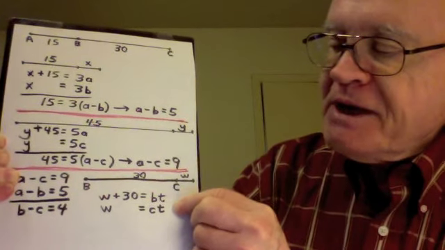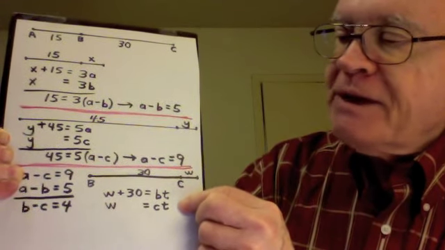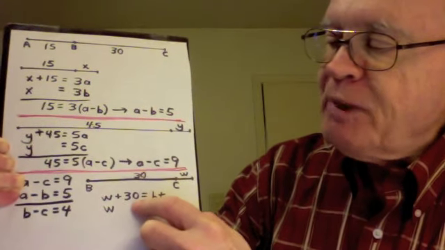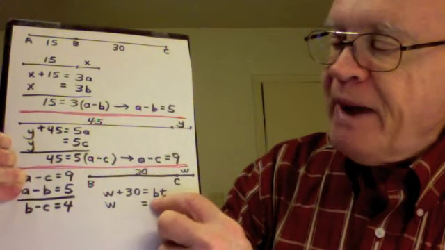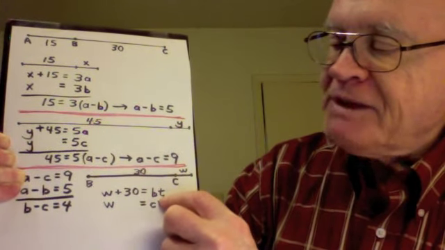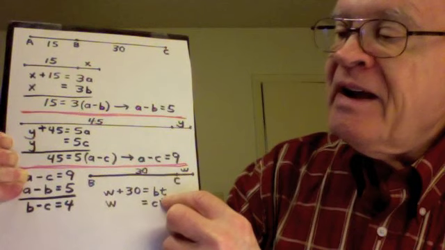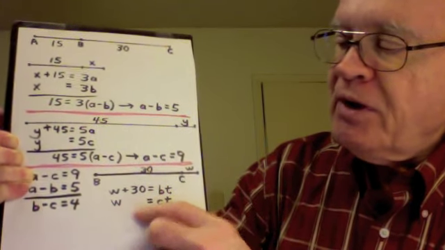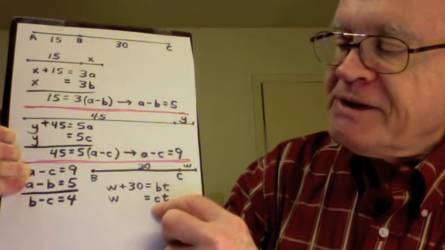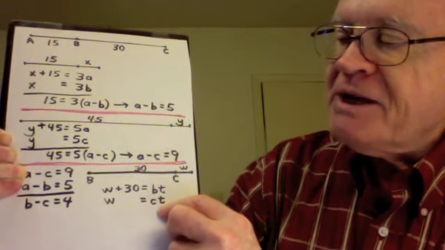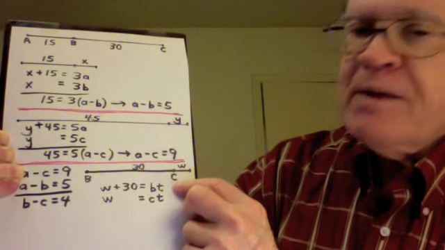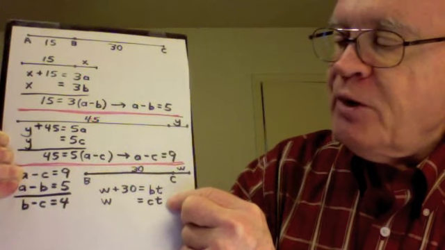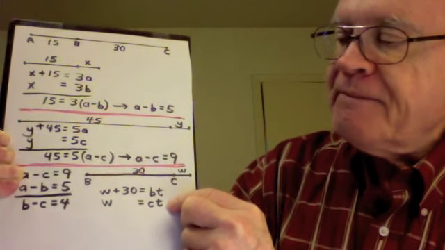I will call it t. Again, using the formula distance equals rate times time, we have for Betty w plus 30 equals Betty's rate b times the time t. And for Carla, we have just the length w equals Carla's rate c times the time t. So we have these two equations. w plus 30 equals b times t. w equals c times t.